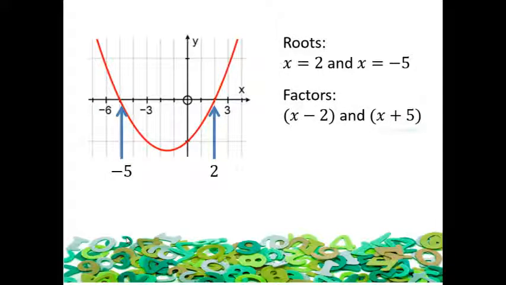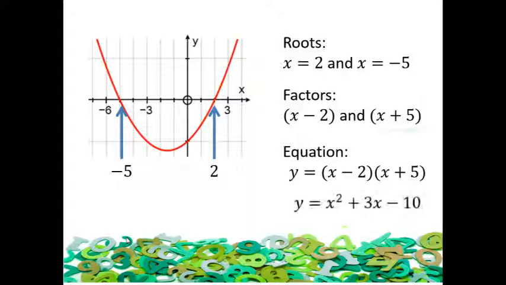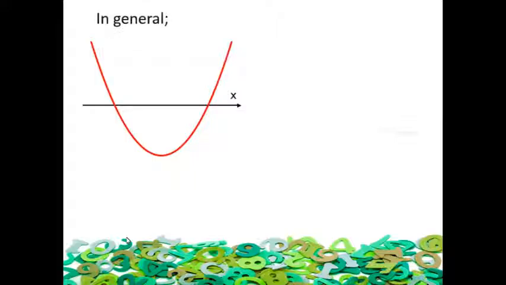which would give me the factors x minus 2 and x plus 5. Okay, we know that the factors of a quadratic are multiplied together to give the equation, giving us the equation y equals x squared plus 3x minus 10. So if you look back at that process, it's the opposite process of when you're asked to factorise a quadratic.